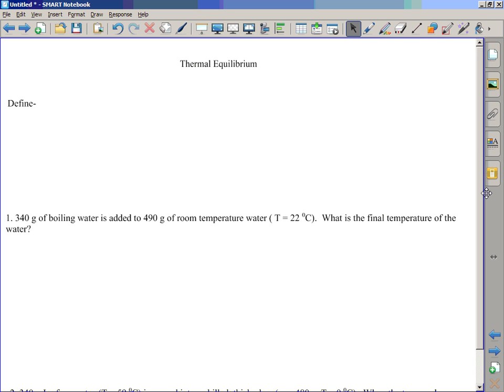All right, thermal equilibrium. What's that sound like? Same temperature. Things reach the same temperature. This happens through our three ways to transfer thermal energy: conduction, convection, and radiation.